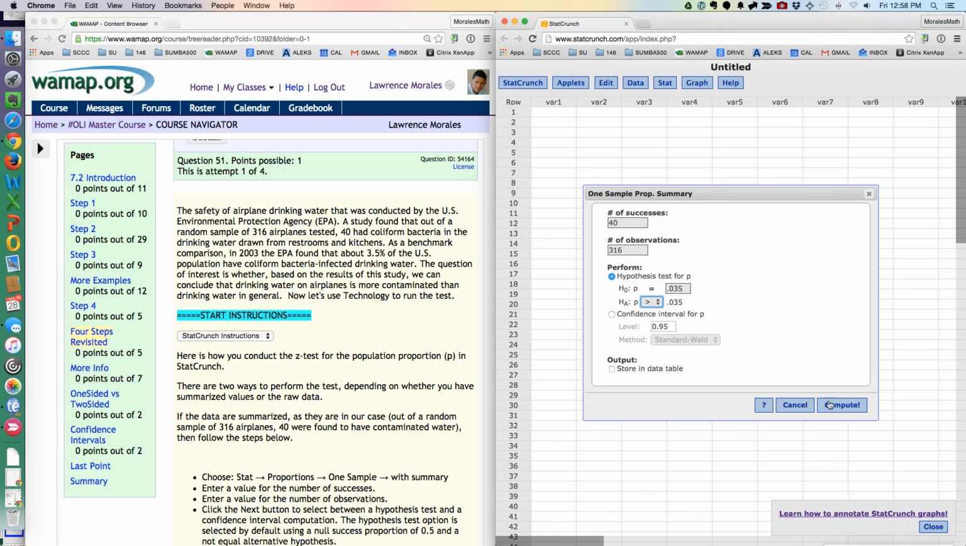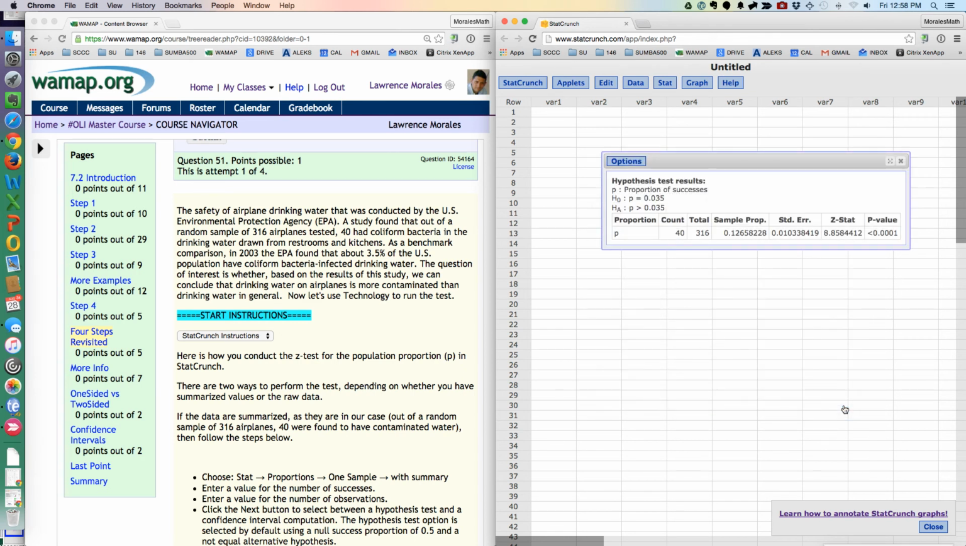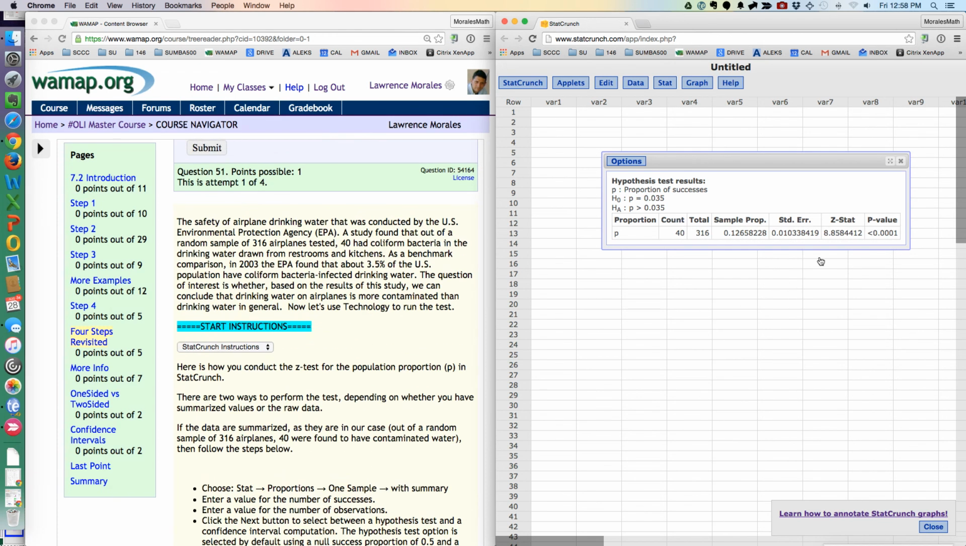So when we go ahead and click compute here, let's see what we get. What's important here is our z statistic, which is 8.8. So this is telling me that this sample is 8.8 standard deviations higher than what we would expect. And because of that, it's way out on the right side. And so the probability of that sample taking place, given the null hypothesis is true, is very, very small.